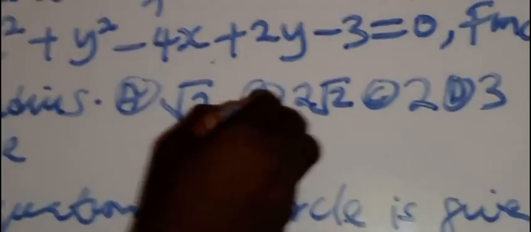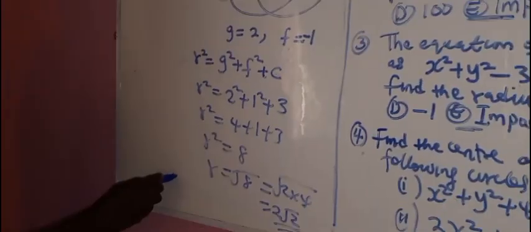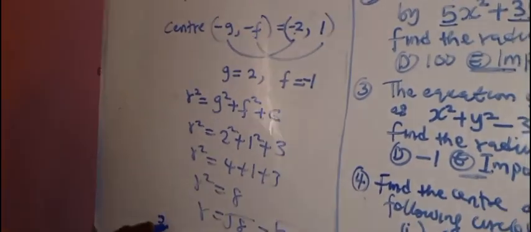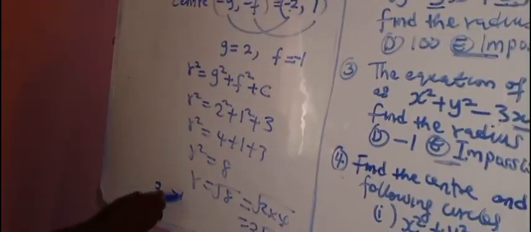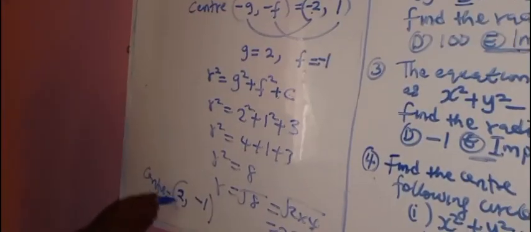Okay, that's the radius. If they ask you for the center, it is simply g, the positive 2, and minus 1. That's the center of the circle. But they didn't ask for that. Now, that is that. I can clean all this now because we have addressed that.